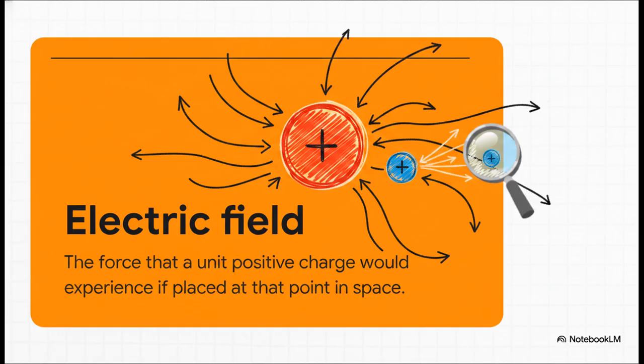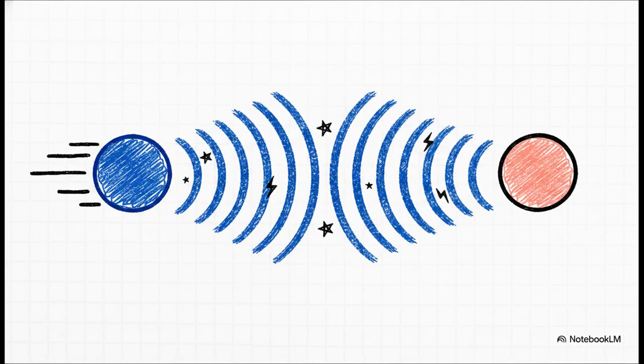We call the stationary charge that's actually creating the field the source charge, and that tiny hypothetical charge we use to measure the field, that's the test charge. It is absolutely vital that the test charge is vanishingly small so it doesn't disturb the original source charge. The field exists everywhere around the source charge, mapping out exactly how much force would be felt at any given coordinate.